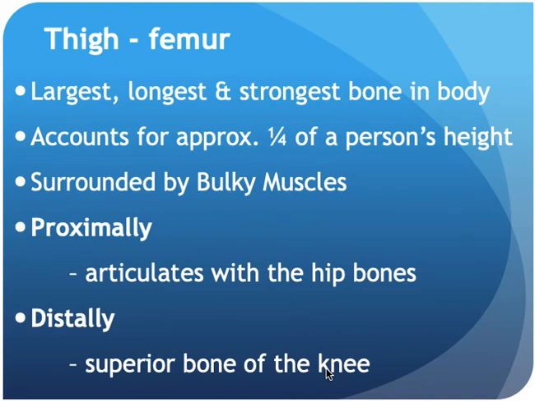So we want to look at the thigh, which again is the femur. So this is my largest, longest, and strongest bone in the body. Accounts for approximately a quarter of a person's height. This has always kind of amazed me that that one bone is going to account for so much of a person's height. Surrounded by bulky muscles. Approximately, it's going to articulate with the hip bones, okay, to form my hip joint. And then distally, it's going to articulate with that tibia, and it's going to form my knee joint.